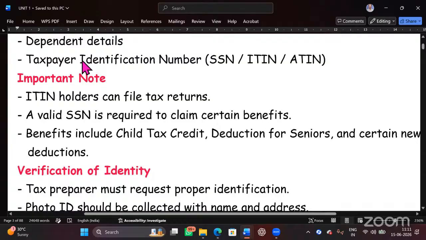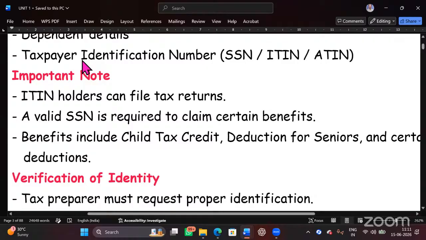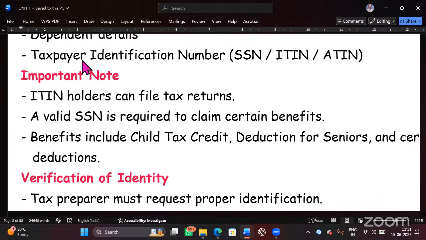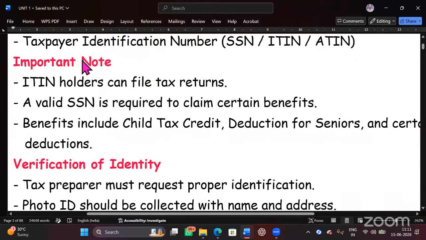Important note: individual taxpayer identification number holders can file a tax return. I already told you, this number helps to handle the tax matters because that person does not have a social security number. Tax returns can be filed with this number. If a valid social security number is obtained by the taxpayer, the ITIN will automatically lapse. From then onwards, the taxpayer has to follow only the social security number.